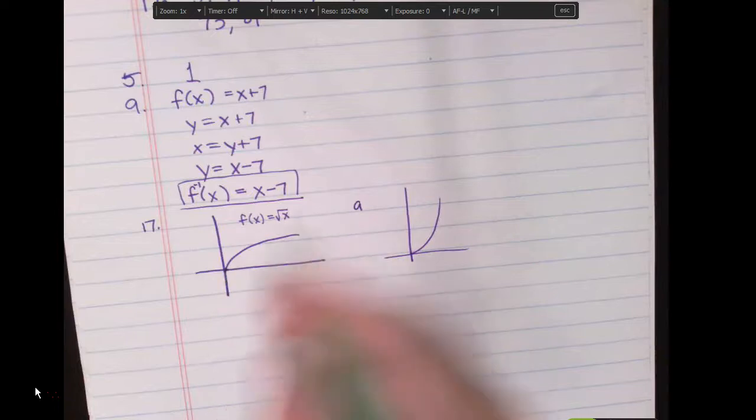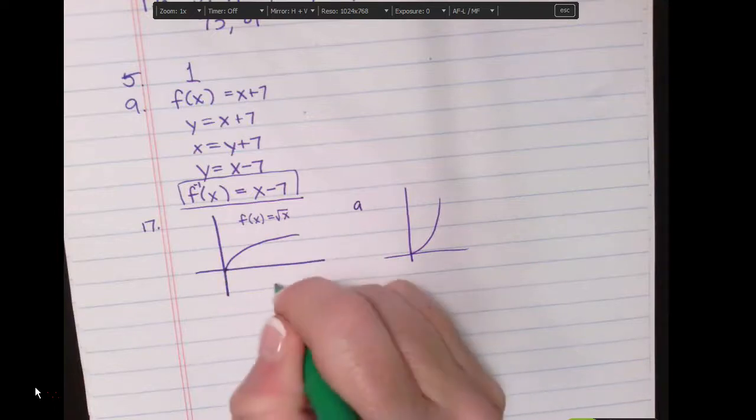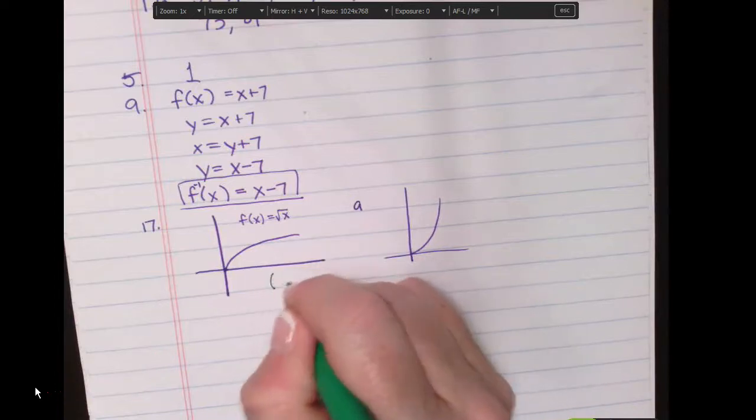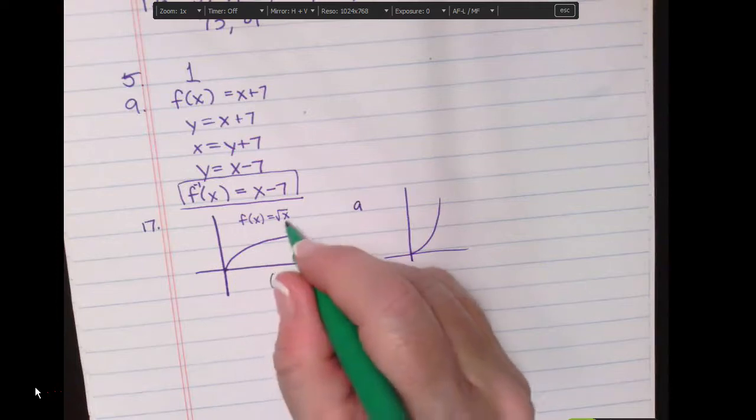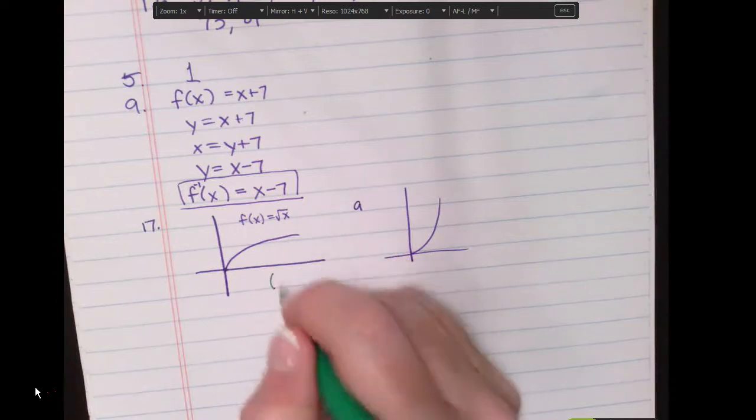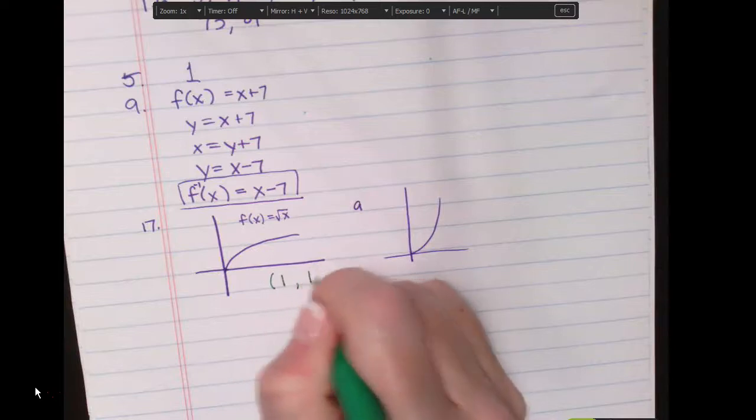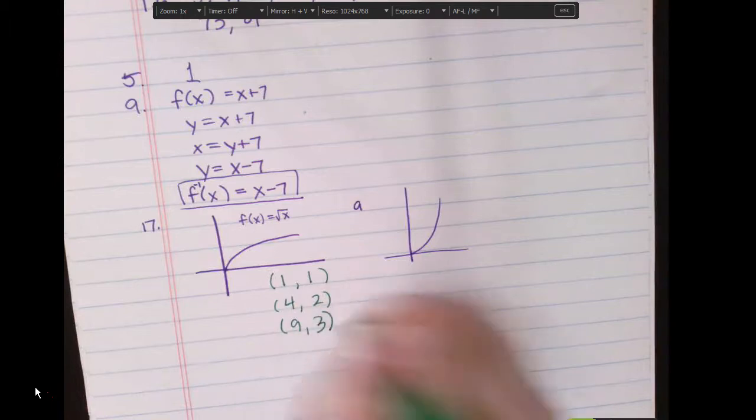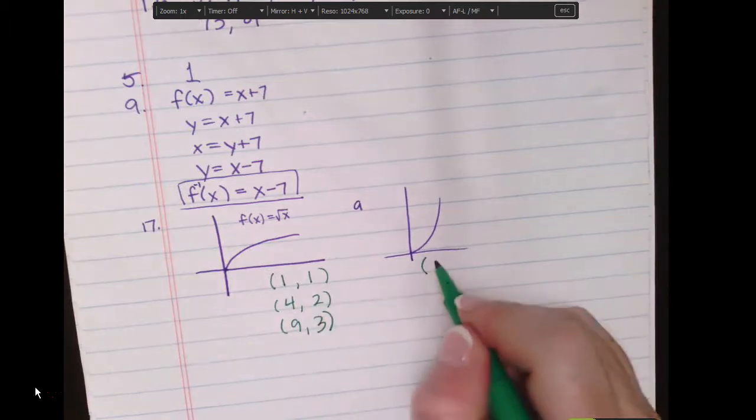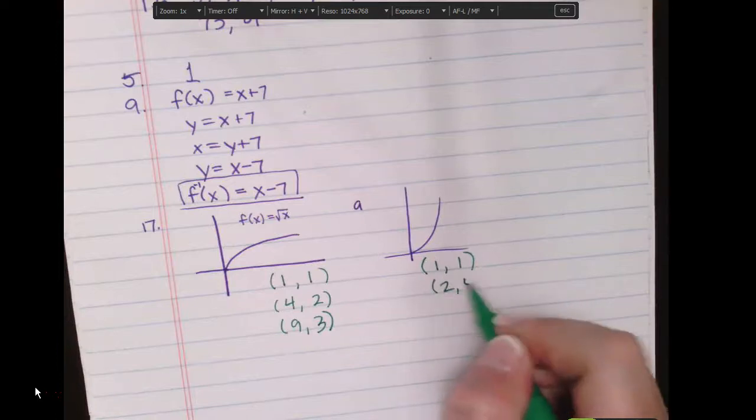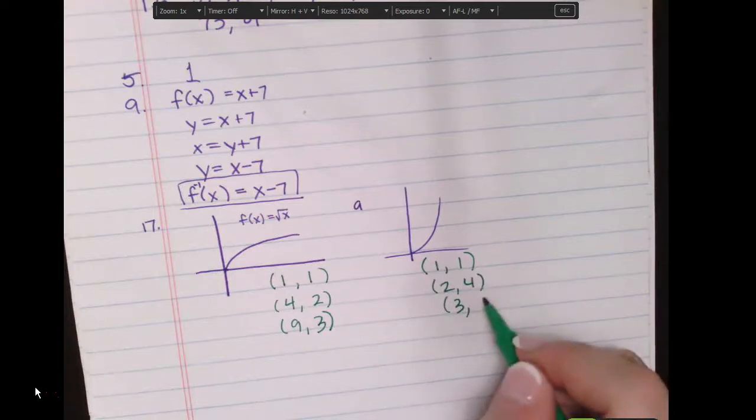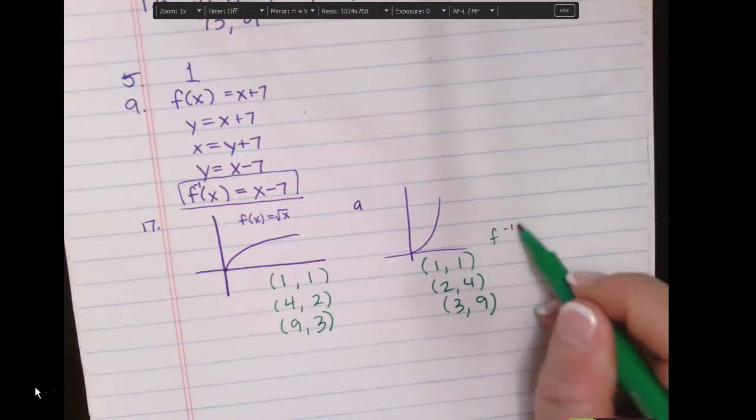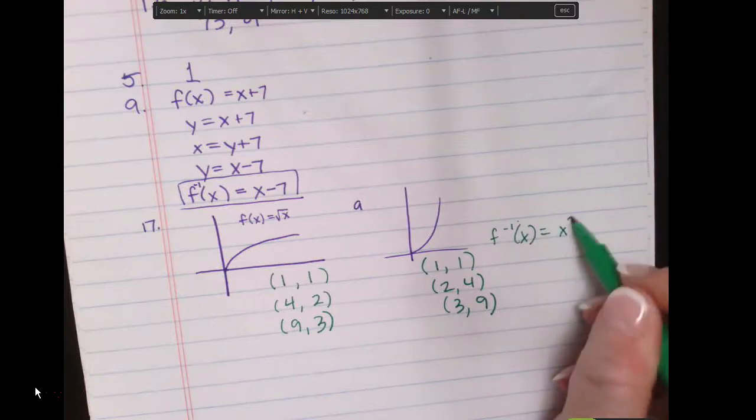I just wanted to talk for a second about how the inverse means that all the ordered pairs are reversed. If you were to list the ordered pairs of the original function, which you can tell is the radical x function, the square root of 1 is 1, the square root of 4 is 2, the square root of 9 is 3. So in your inverse function, you would be looking for a graph that had these points, and actually the inverse is f inverse of x equals x squared.